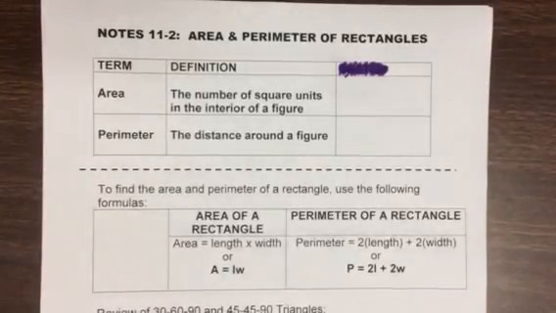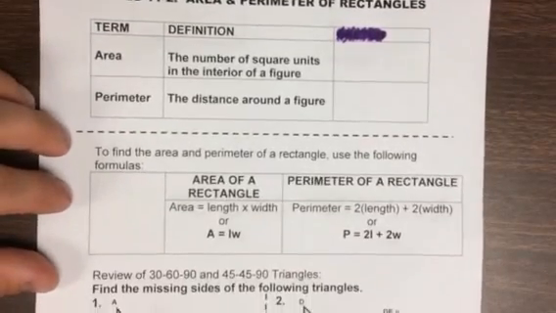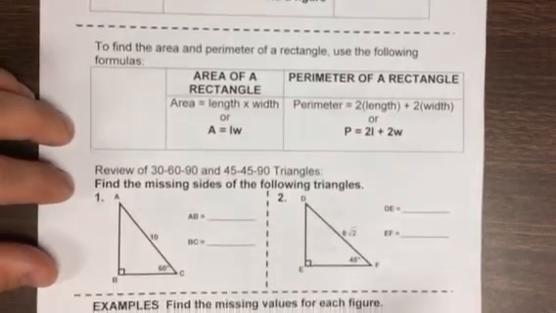Today we're going to talk about area and perimeter of rectangles. Area is the number of square units on the interior of the figure, and the perimeter is the distance around the figure. Very similar to the circumference of a circle.